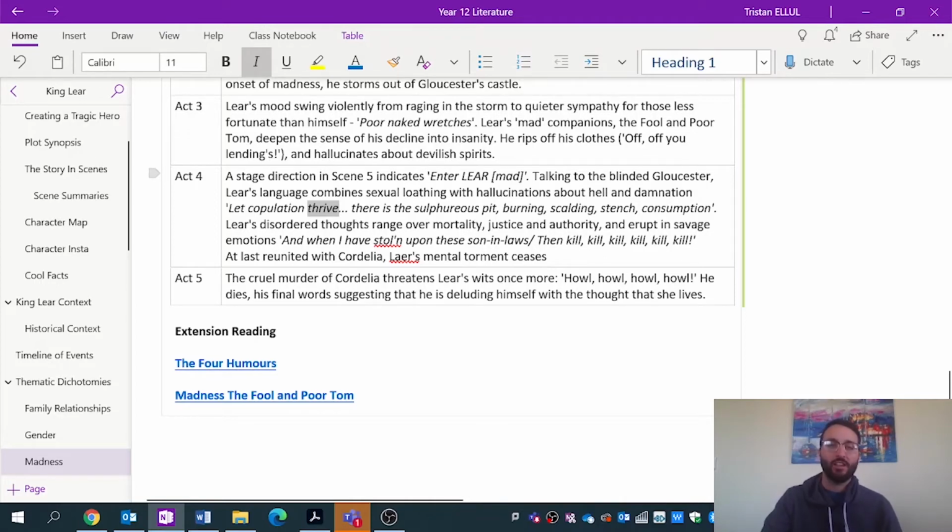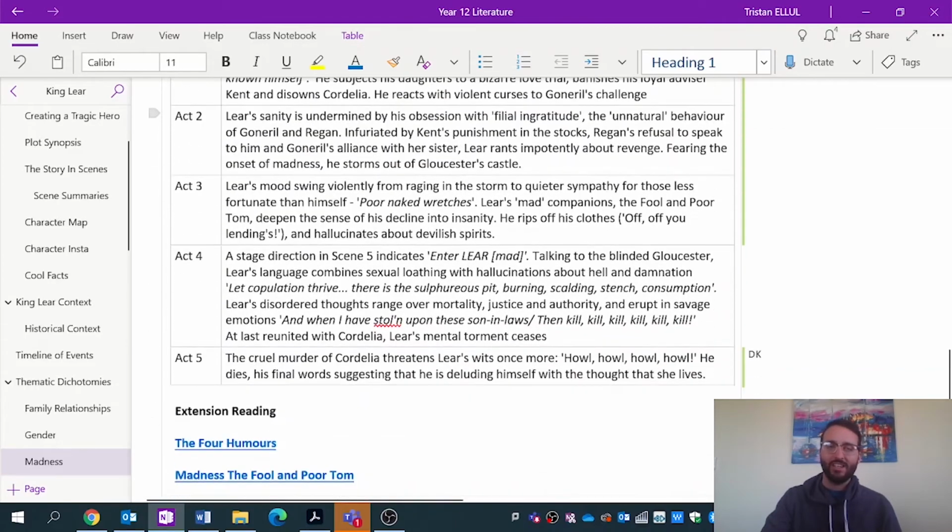And at last reunited with Cordelia, Lear's mental torment ceases. So it's interesting there. Think about why. What does Cordelia represent that calms his madness and soothes that madness of his? But finally in Act 5, the cruel murder of Cordelia again threatens Lear's wits once more. He says, "Howl." He dies, his final words suggesting that he's deluding himself with the thought that she lives.